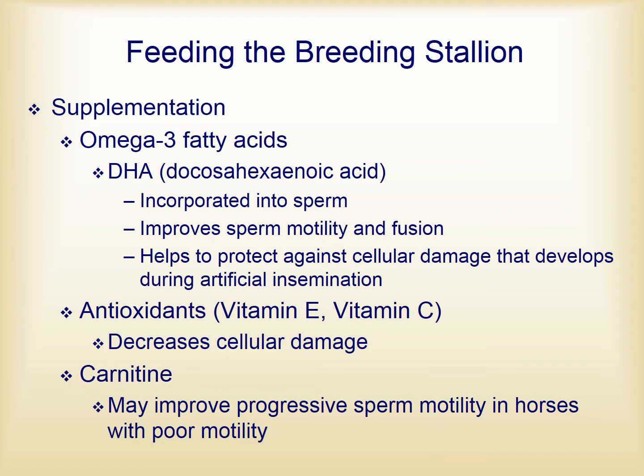Breeding stallions can be supplemented with different nutrients in order to help promote sperm health and quality. Omega-3 fatty acids, specifically DHA or docosahexaenoic acid, is incorporated into sperm. It helps improve sperm motility and fusion, and also helps to protect against cellular damage that develops during artificial insemination. Antioxidants, including vitamin E and vitamin C, can decrease cellular damage. Carnitine may improve progressive sperm motility in horses that have poor progressive motility.